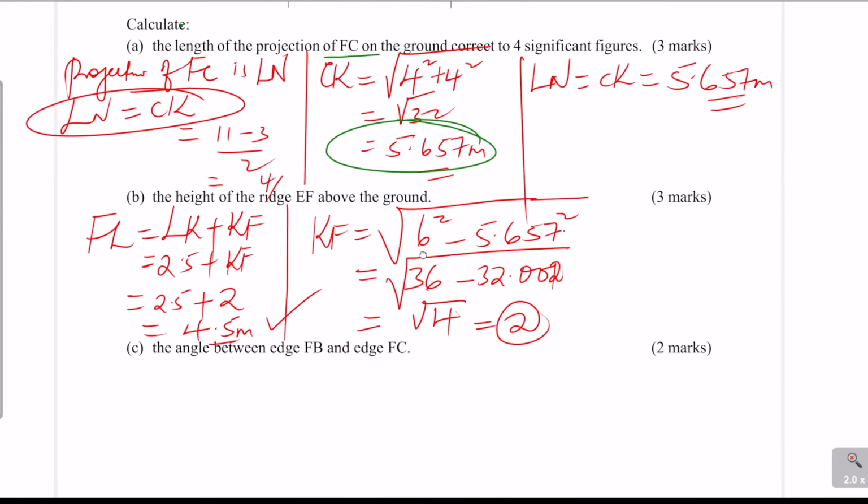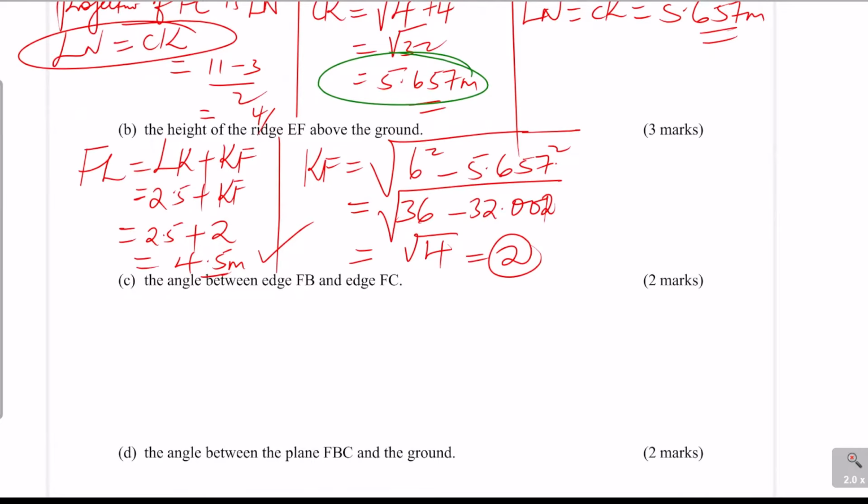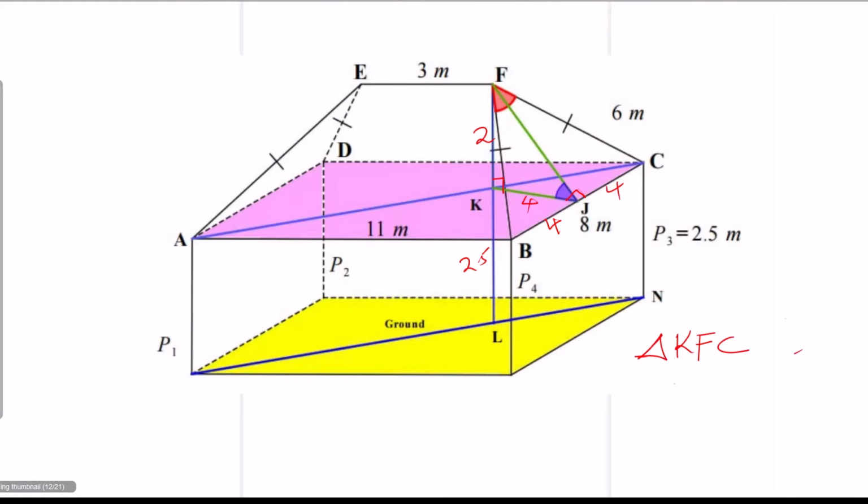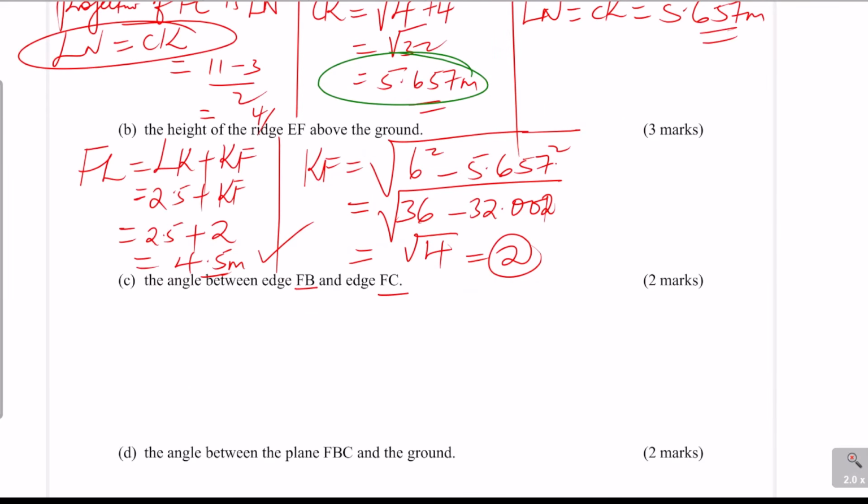We go to the next part. The angle between edge FB and FC, the angle between two lines. FB is here, and FC is here. So the required angle is the one marked in red. If I extract that triangle, this is how it looks. Just a sketch.